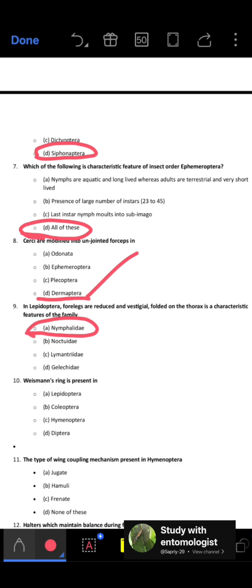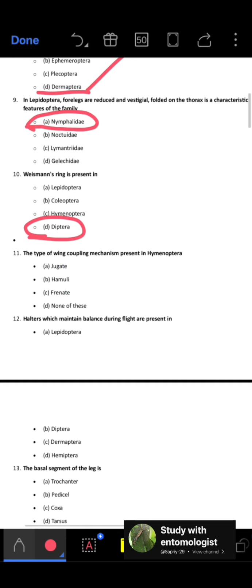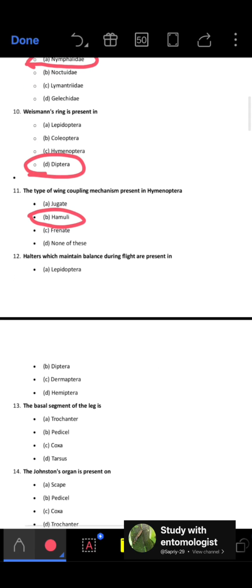Next is, Weismann ring is present in? So this is present in Diptera. Next, the type of wing coupling mechanism present in Hymenoptera. So in Hymenoptera the hamuli are present. Next, halteres, which maintain balance during flight, are present in? So halteres are present in Diptera.